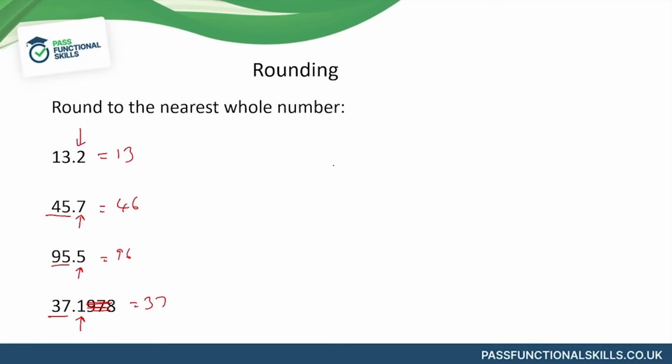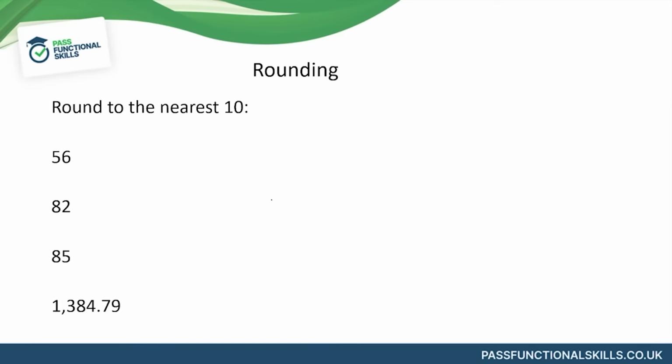So remember, when you're rounding to the nearest whole number, you're looking at the first decimal place. If you're rounding to the nearest 10, you're looking at the units column. Again, if it's 5 or greater, we round up, so 6 is greater than 5, so this 5 will become a 6, so that will be 60. In other words, 56 is closer to 60 than it is to 50. 82, we've got a 2 here, so that will round down to 80. 85, we've got a 5, so remember 5 rounds up, not down, so that will round up to 90.